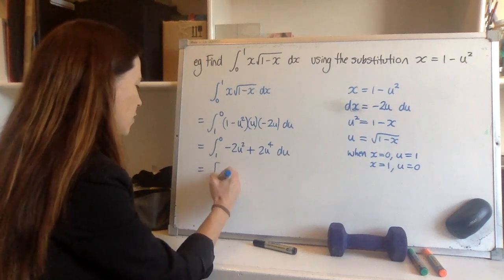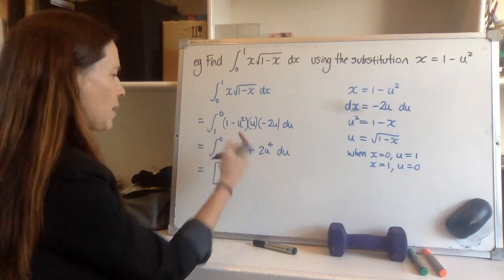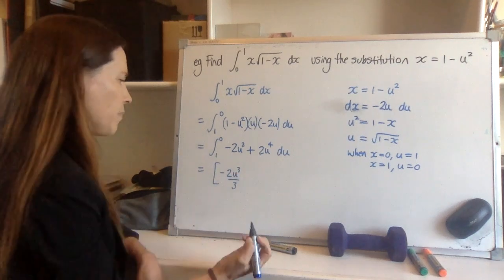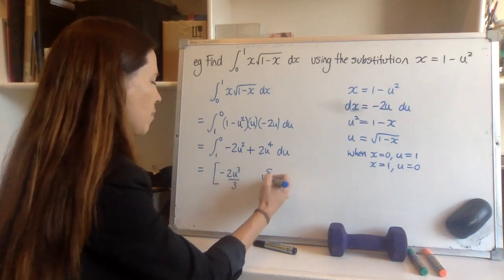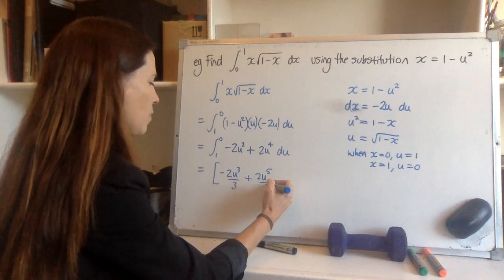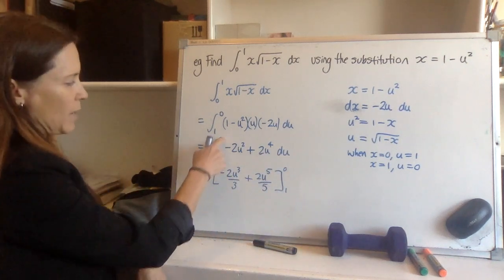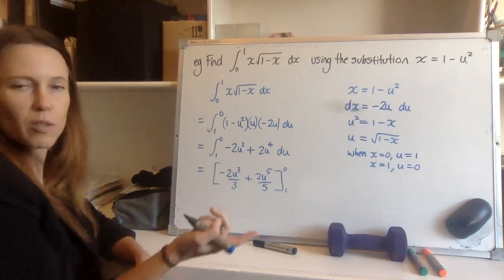So I can use my square brackets, raise the power by 1, and divide by the new power. Same over here, raise the power by 1, divide by the new power. And you'll notice that our bounds are the other way around now. It's almost running in reverse.